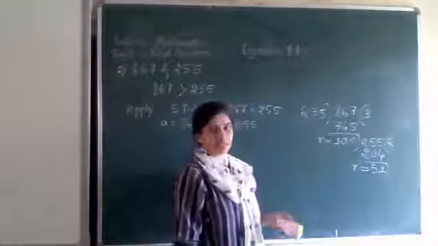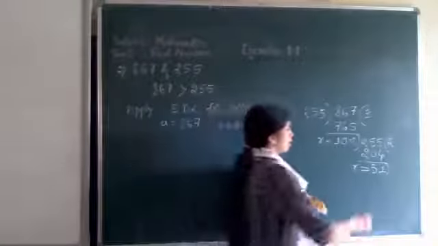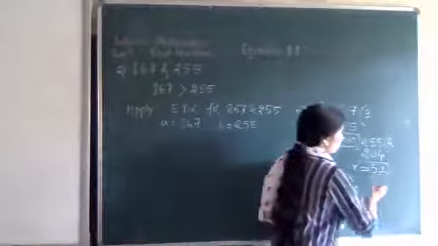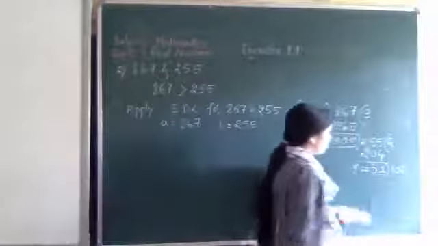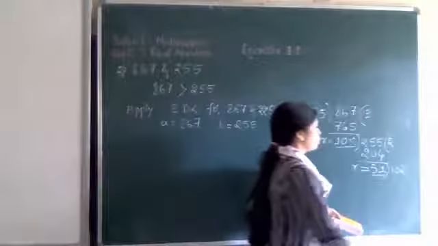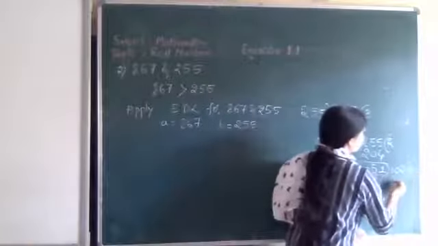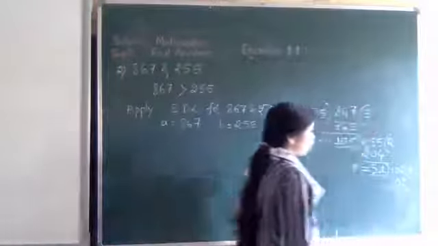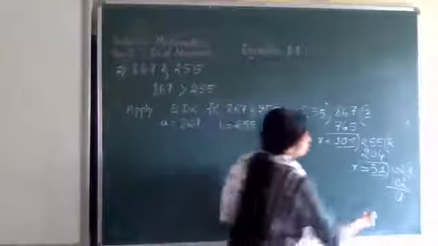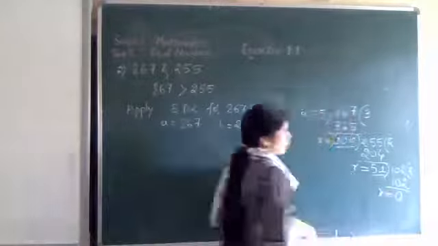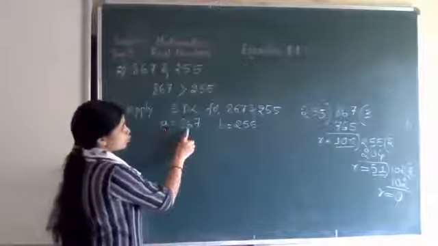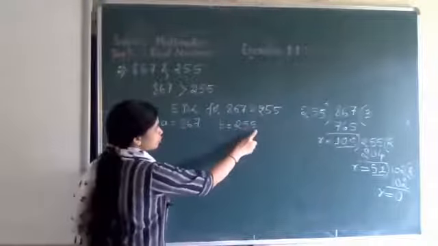We will get step by step B and R. Here B is your 102 and R is your 51. Then we have to apply the lemma for 51 and 102. Here 51 into 2 is 102. We will get 0 as remainder. And we will stop the division method. Here we have written A is equal to 867 and B is equal to 255.